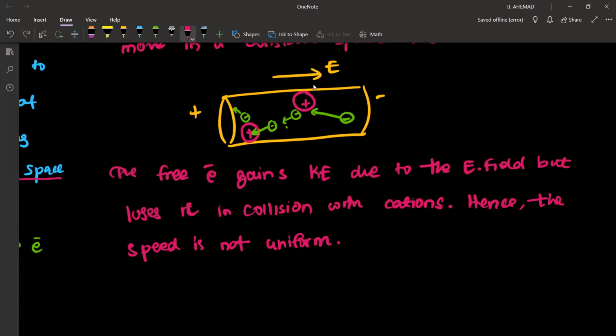Up to this, is the idea clear? Sarah, clear?